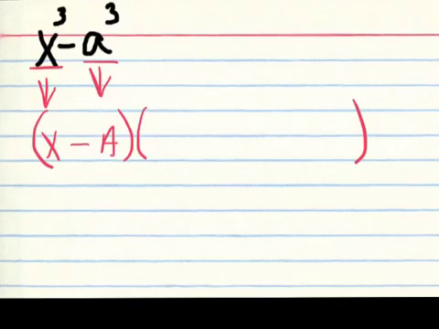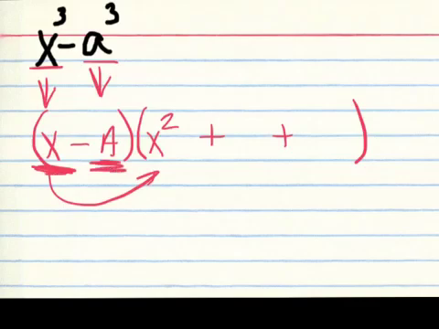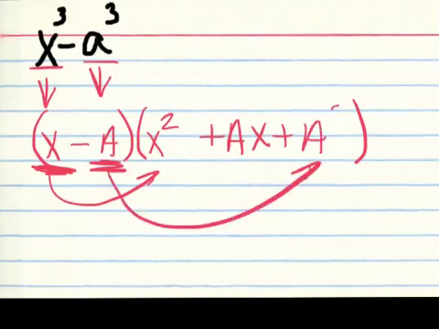Now for the back half, if you have a difference of two cubes, then you're going to have two plus signs in your second quantity. You square this one to get x squared. And then in the second place, you multiply these two together, ax. And then for the last part, you square that one, a squared.